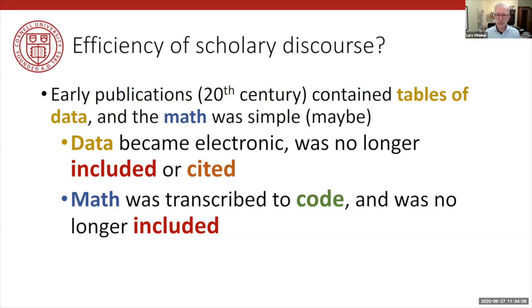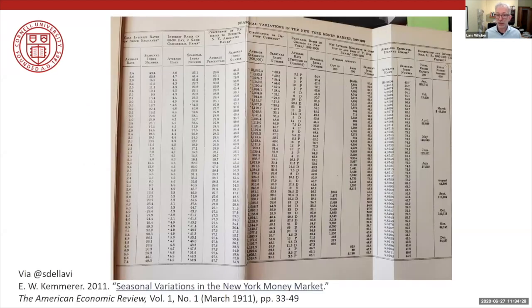And over time, data became electronic and math was transcribed to code, and that led to a shift in the way we do science without the same shift going on in the publication world. To some extent, some of this could be put under the guise of big data, because if we go back into the early 20th century, what I'm showing you on screen is actually the data supplement, as we would call it today, for an article in the early American Economic Review.